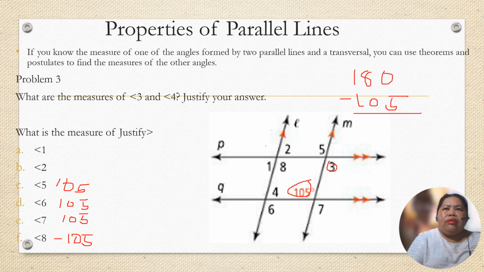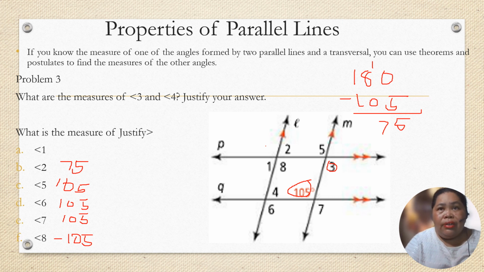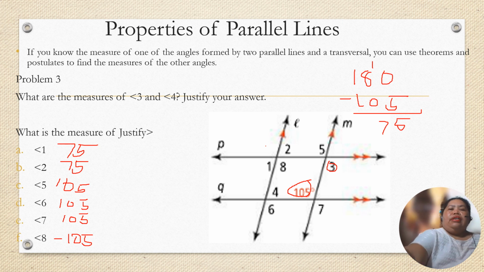So we have 105, then 75. 75 plus 105 is 180. So the measure of angle 2 is 75. Of course, 75 is also the measure of angle 1. Get it? Easy.